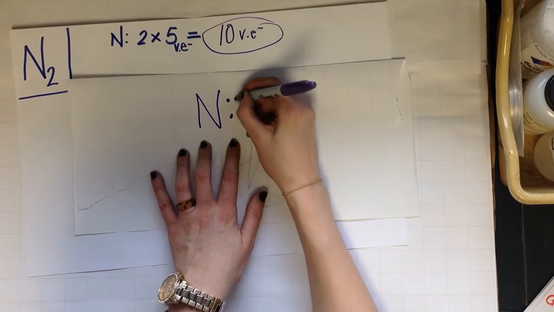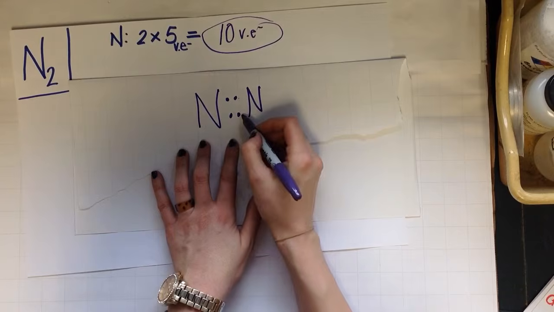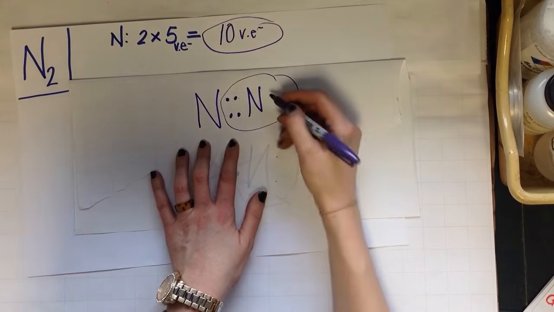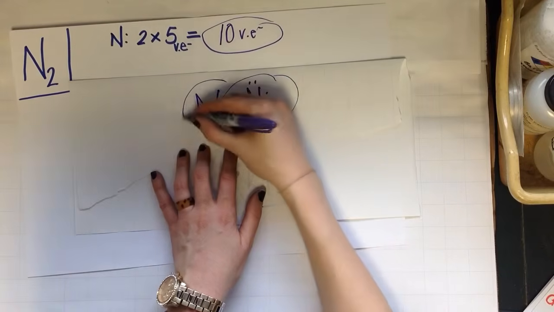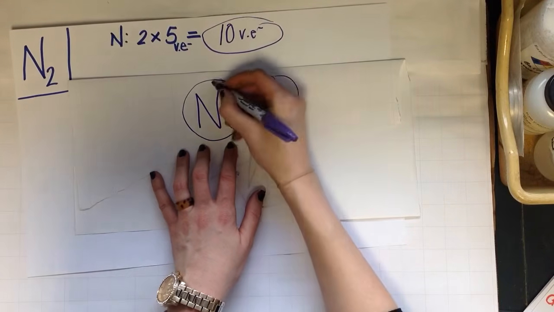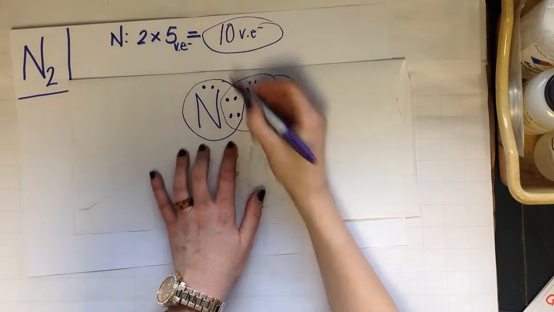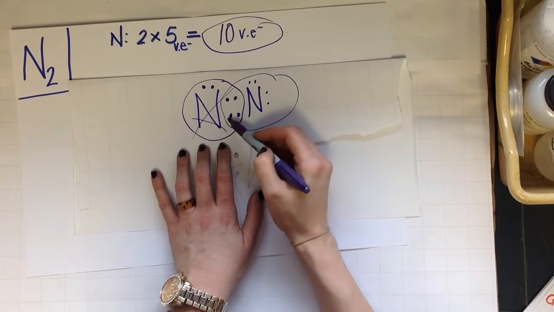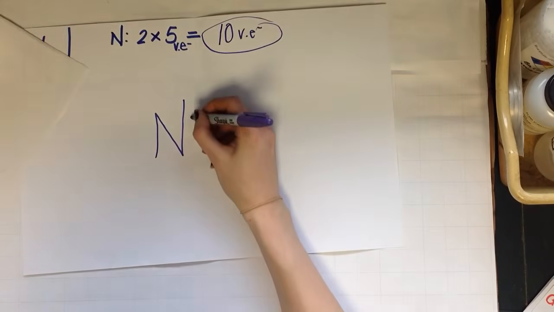Nitrogen, double bonded to nitrogen. 1, 2, 3, 4. So this one has 4, 5, 6, 7, 8. 1, 2, 3, 4, 5, 6, 7, 8, 9, 10. This nitrogen's not happy. It has 1, 2, 3, 4, 5, 6. So I need a triple bond. So let's try a triple bond.